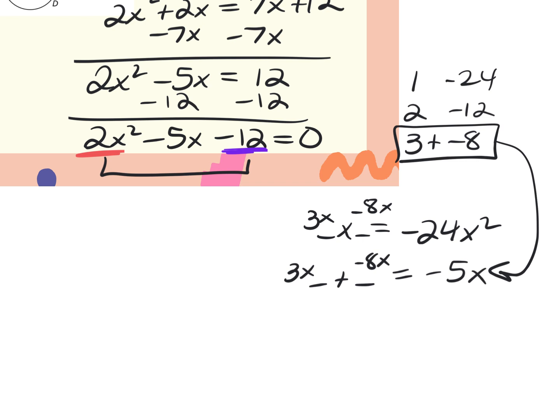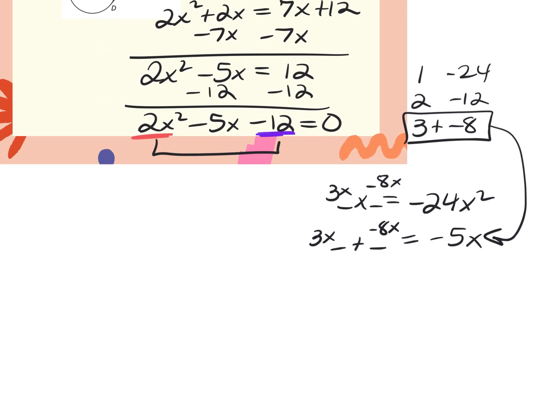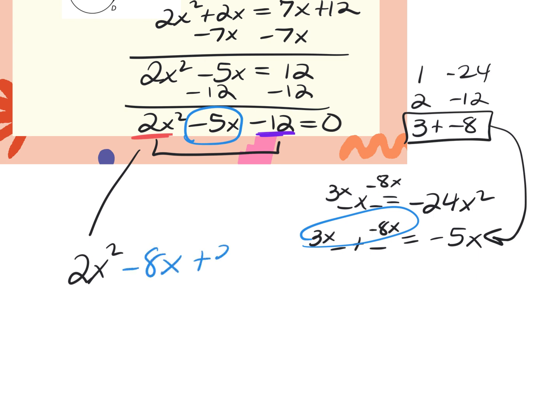Positive 3x added to negative 8x gives me the negative 5x. Now, when you factor by grouping, you're going to take the middle term, and it's going to get replaced with these two numbers. You rewrite the first term, the 2x squared. Then you're going to put the negative 8x. It doesn't matter the order that you put the two factors that you just found. And then this is equal to 0.